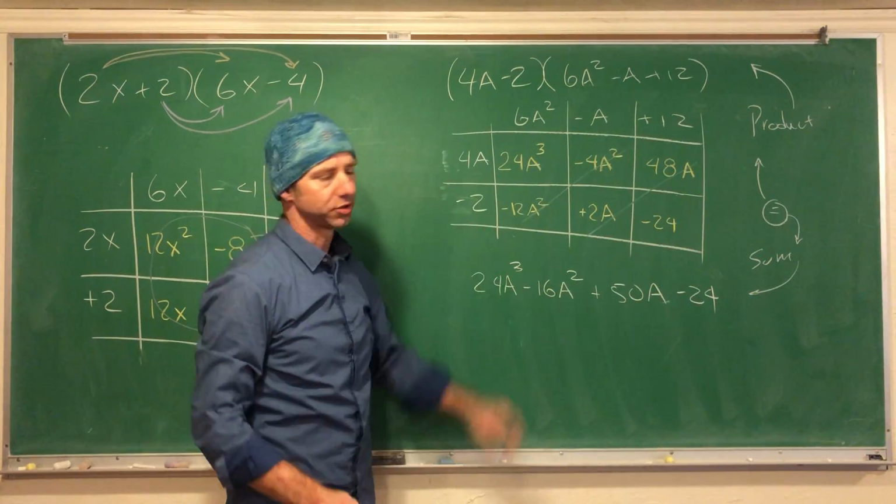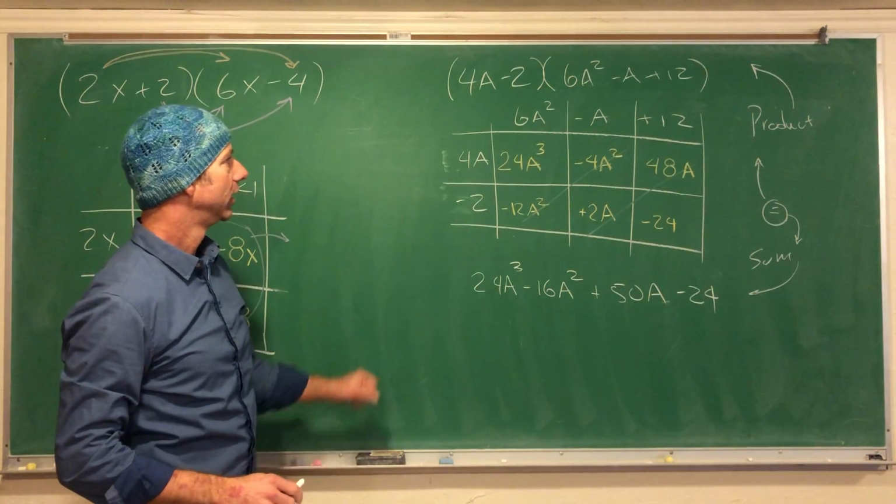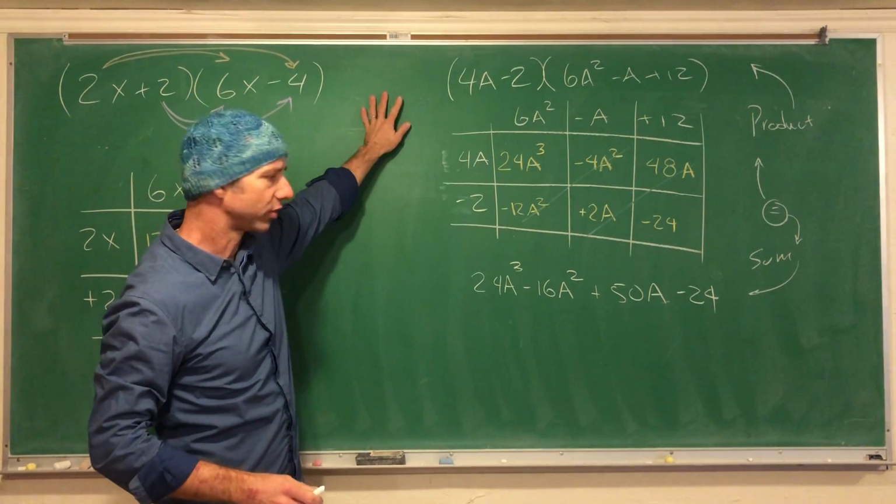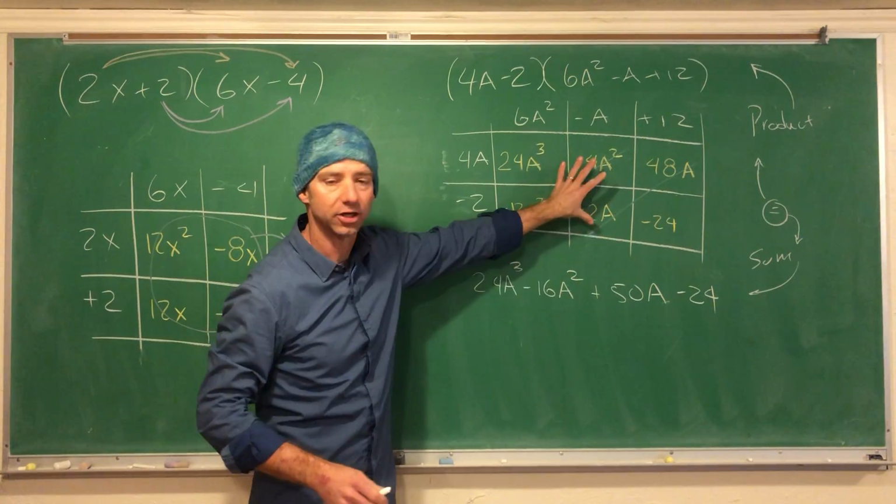Okay, so this is how you're going to multiply polynomials. It doesn't matter. This could be three terms or four terms. This grid here just gets bigger and bigger.